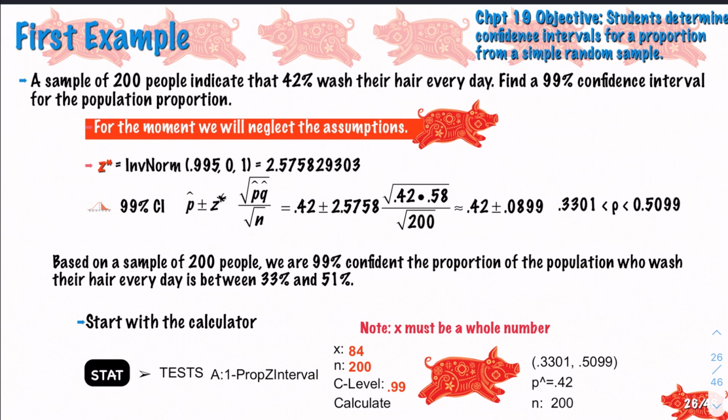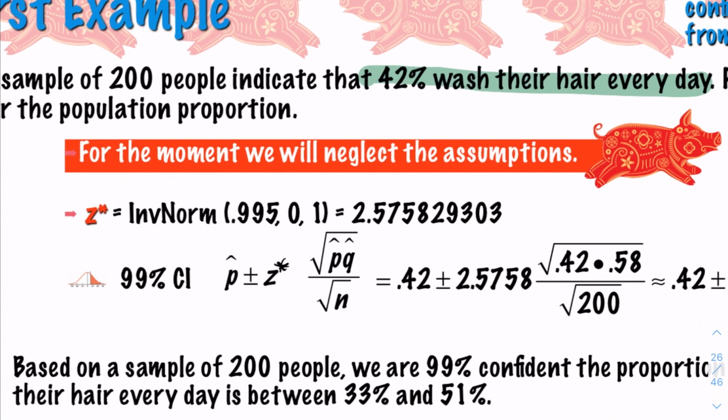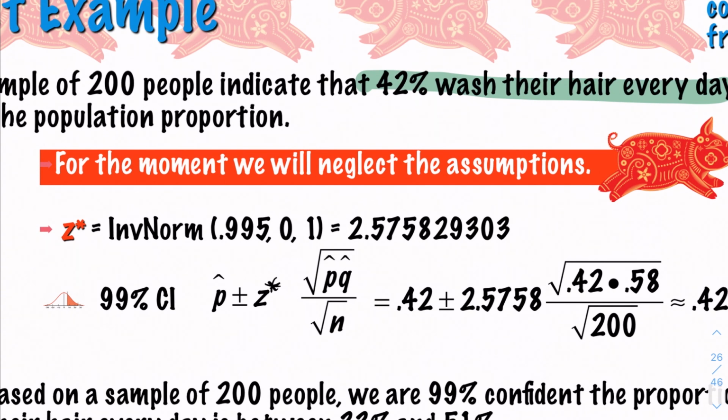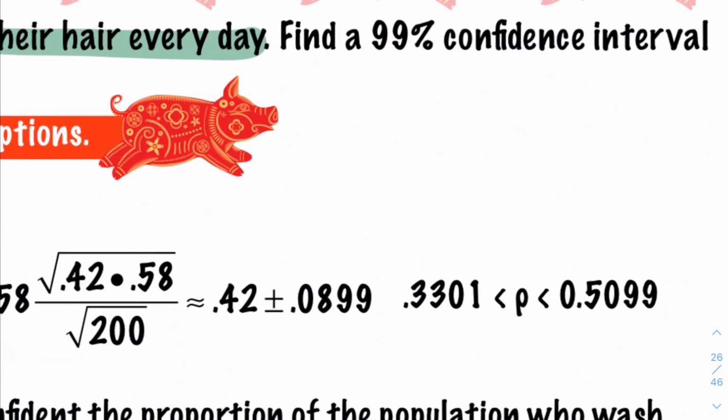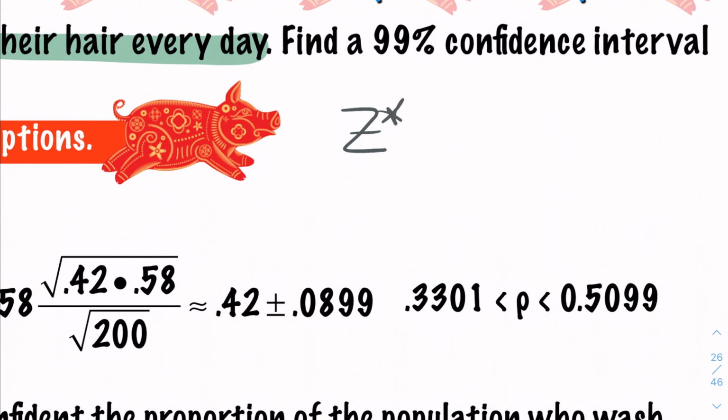So take a look at this. Our first example of confidence intervals. A sample of 200 people indicate that 42% wash their hair every day. Interesting statistic. Find a 99% confidence interval for the population proportion. Now for a moment, we're going to neglect checking the assumptions and conditions. I just want to start off with, we selected our confidence interval. So we first have to find our critical value.